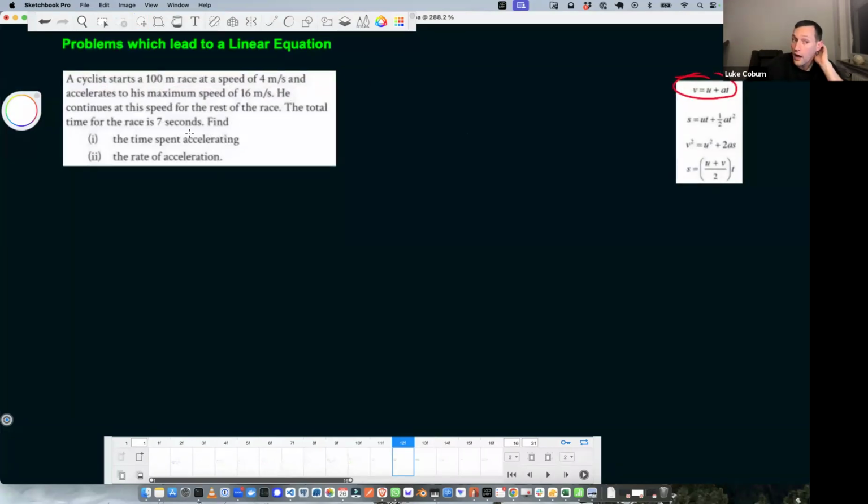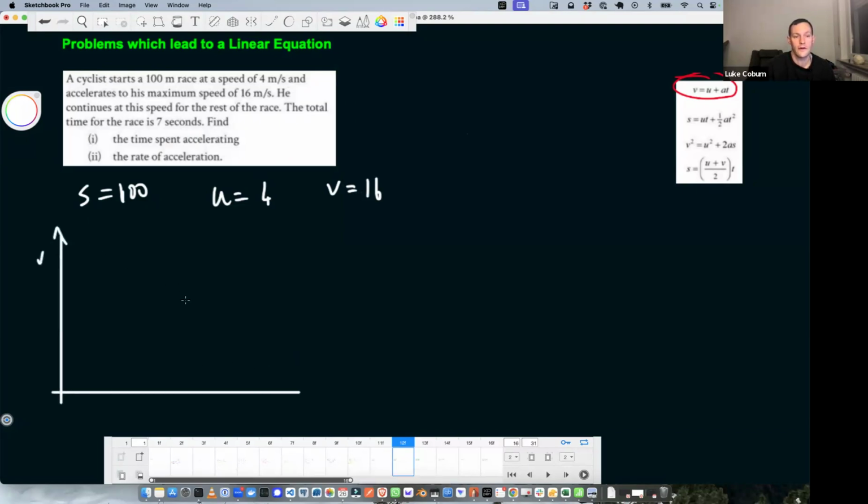Okay, so a cyclist starts a 100-meter race. I usually just start writing things down. He starts the race at a speed of U is equal to 4 meters per second and accelerates to his maximum velocity of 16 meters per second. He continues at this speed for the rest of the race, and the total time for the race is 7 seconds. Okay, so this is a lot to decipher, and what's going to really help me here is a velocity time graph. Let me just draw that down there.